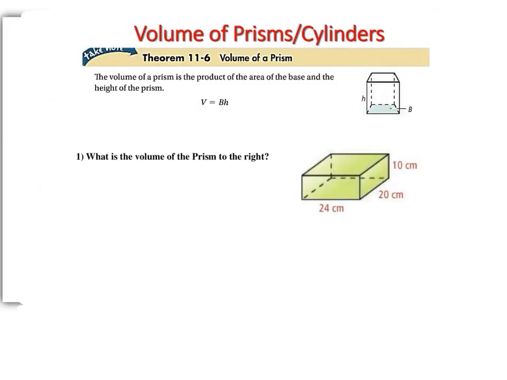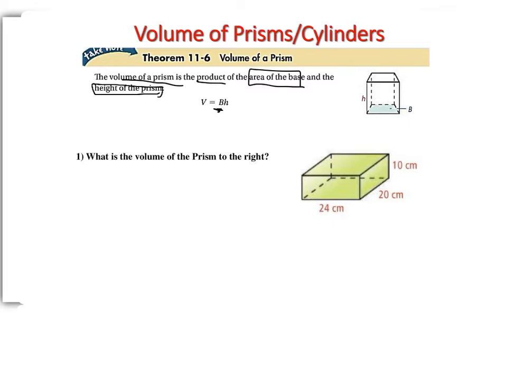So to find the volume of a prism, we're multiplying the area of the base and the height of the prism. So the area of the base is that capital B, multiplied by the height. Okay, so what's the volume of the prism to the right?